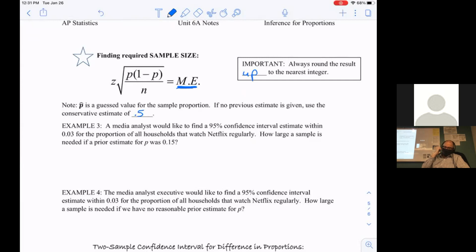Okay. So a media analyst would like to find a 95% confidence interval estimate within 0.03 for the proportion of all households that watch Netflix regularly. How large a sample is needed if the prior estimate for p was 0.15? Okay, so once again, we're doing our margin of error formula, which is written above, but I'll write it out again.